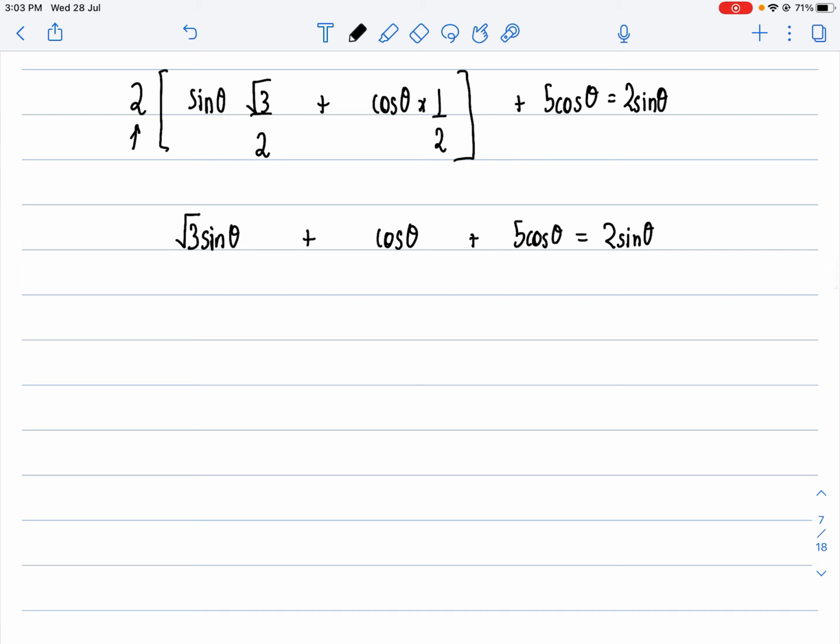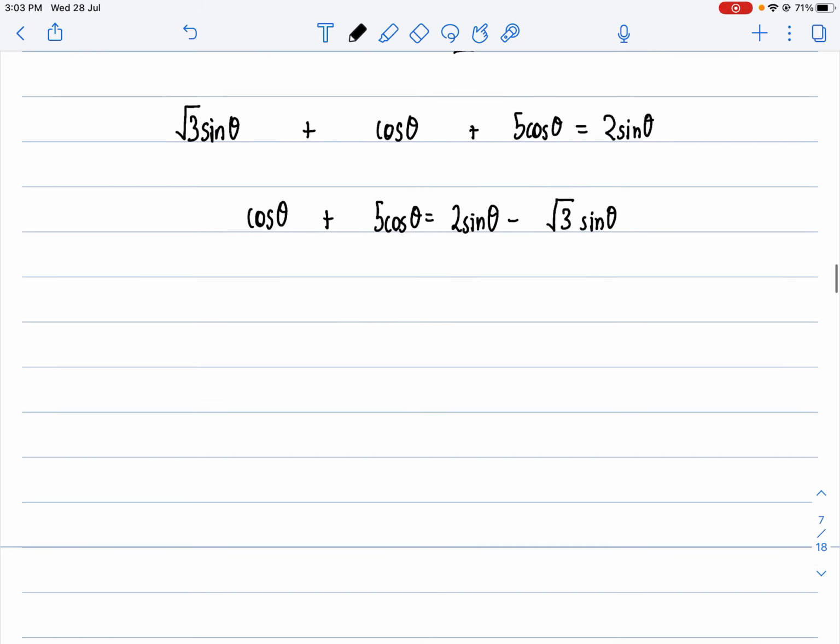So I can keep the cos theta and the sine theta together. I can write this as cos theta plus 5 cos theta, which is equal to 2 sine theta minus root 3 sine theta. So now I can simply write this as 6 cos theta, which is equal to (2 minus root 3) sine theta. This is what I simply get here.